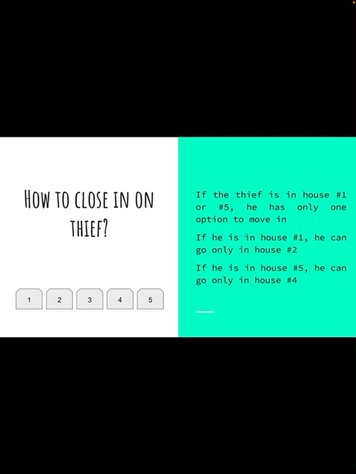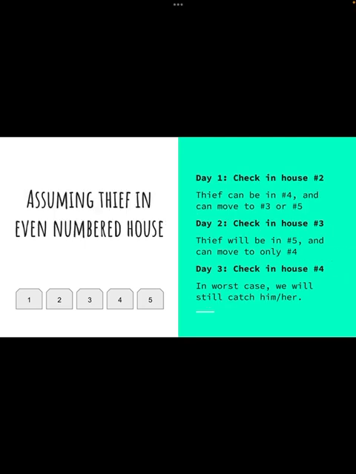Okay, now let's see how we can approach this. Firstly, let's try to solve it for an even numbered house. Now when we say even numbered house, we say 2 or 4. Now we are assuming here that the thief is either in house number 2 or in house number 4, any one of these, right? So by the assumption, let's just go and check the second house on day 1. Now if we find the thief, well, it's good enough for us, but we're going to consider the worst case every time.